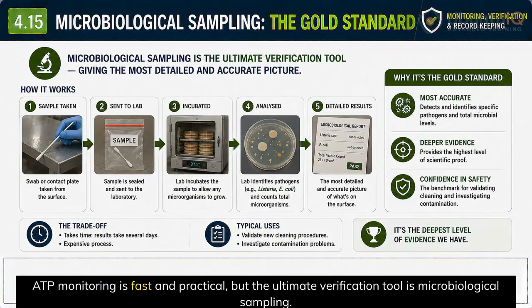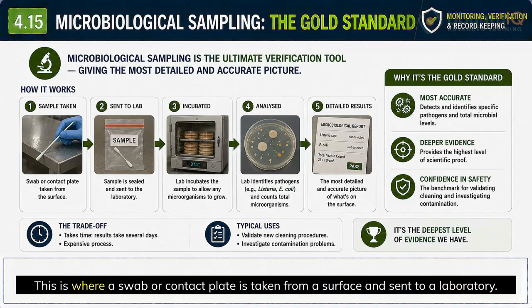HACCP monitoring is fast and practical, but the ultimate verification tool is microbiological sampling. This is where a swab or contact plate is taken from a surface and sent to a laboratory. The lab incubates the sample to see if any microorganisms grow, and can identify specific pathogens, like Listeria or E. coli, as well as counting the total number of microorganisms present. This method gives us the most detailed and accurate picture of what's on a surface.